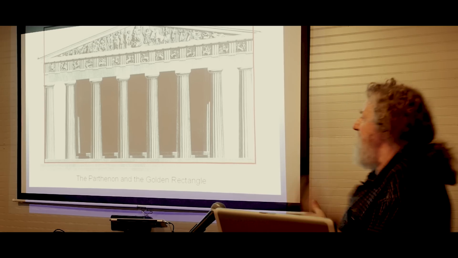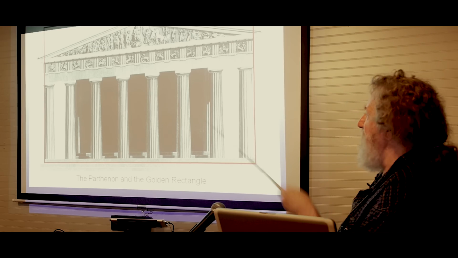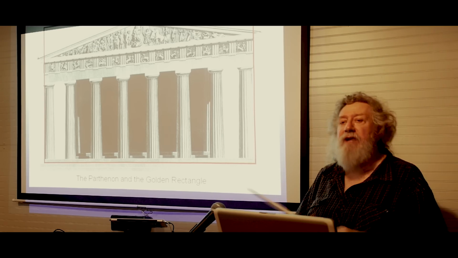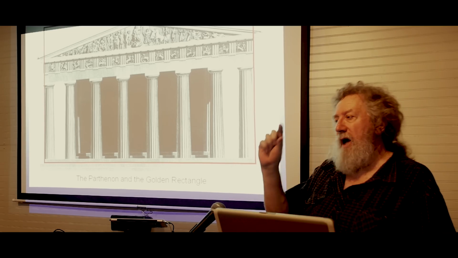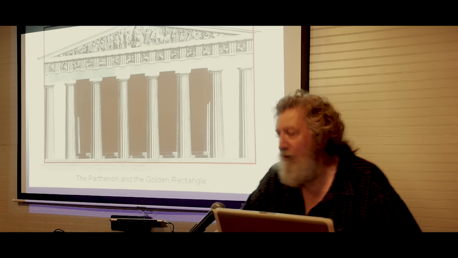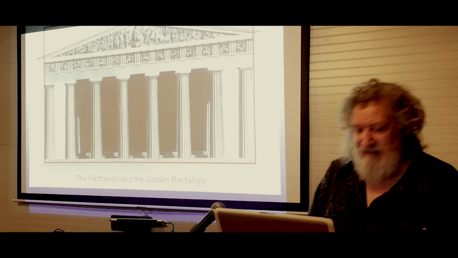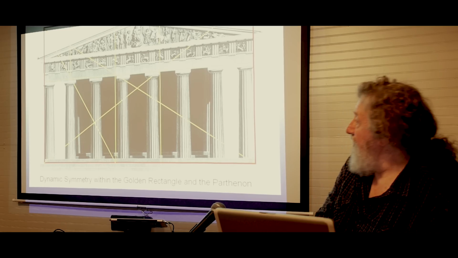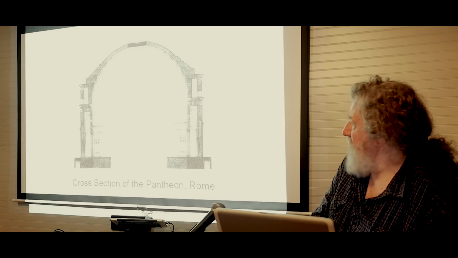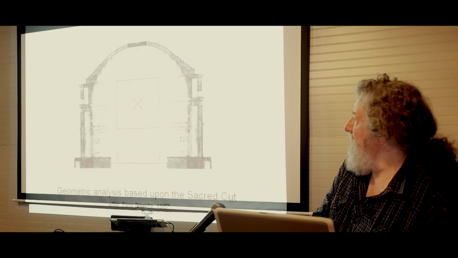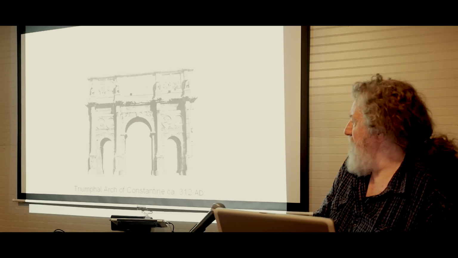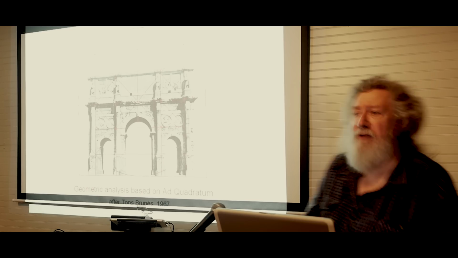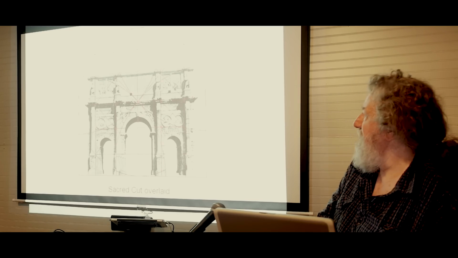This is the Parthenon enclosed perfectly in a golden rectangle. The Parthenon is a really good example of one of those buildings that was built with a module whose unit was precisely derived from its latitude on the Earth. And then we're just putting in some of the compositional lines. The Pantheon was all based on root 2 geometry, ad quadratum. The Triumphal Arch of Constantine, again, is another example of root 2 geometry.